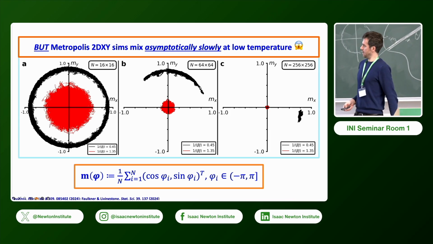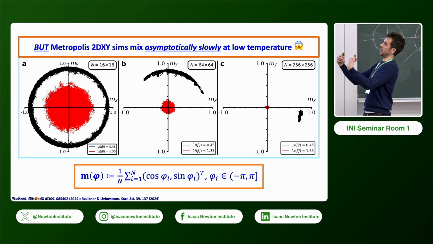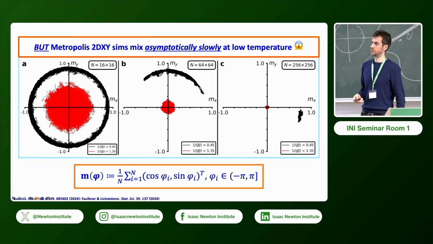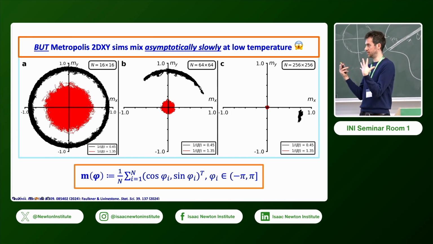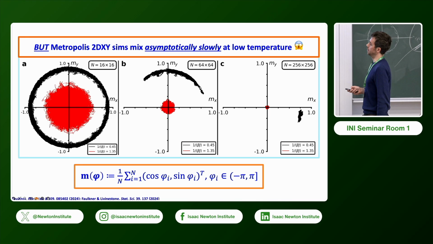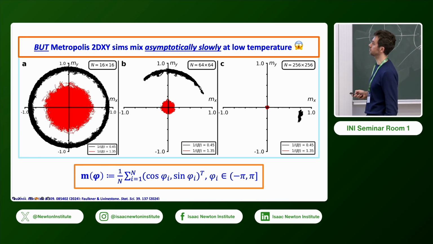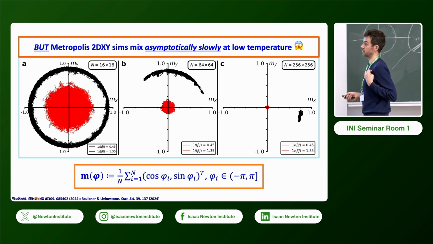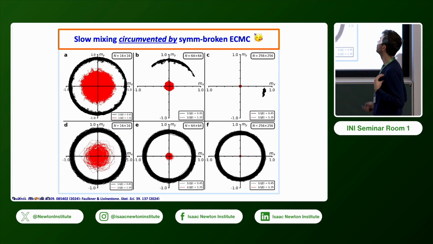Basically, because the correlations decay exponentially with particle separation, the smaller the system size, the less disordered you are in some sense. But then at low temperature, these black trace plots exhibit what looks like symmetric mixing in the smaller system size, but then as you increase the system size, the mixing around the ring gets worse and worse. And this is what we call asymptotic slow mixing. The mixing time is something that we can characterize if we have time, but probably don't.